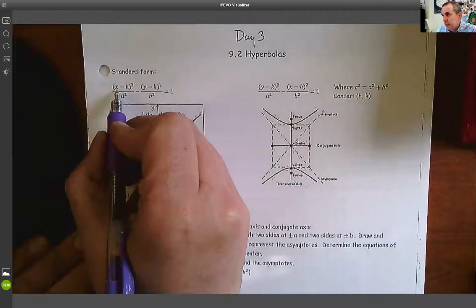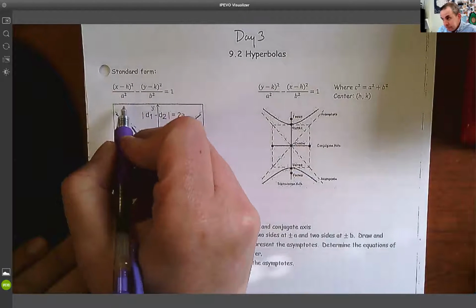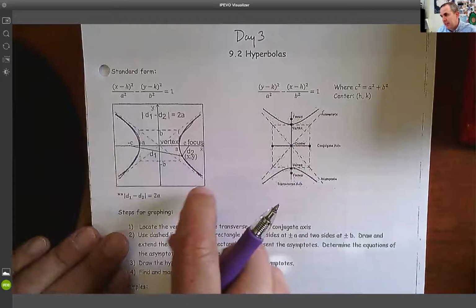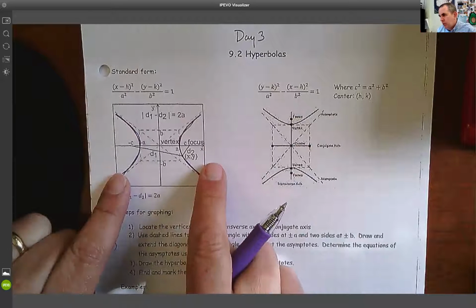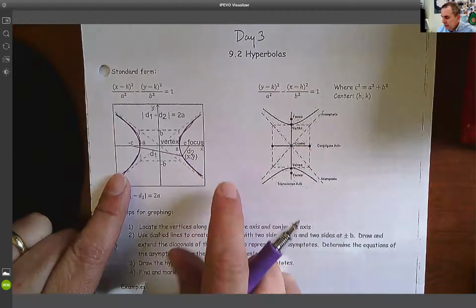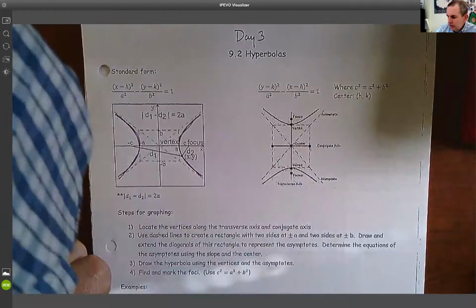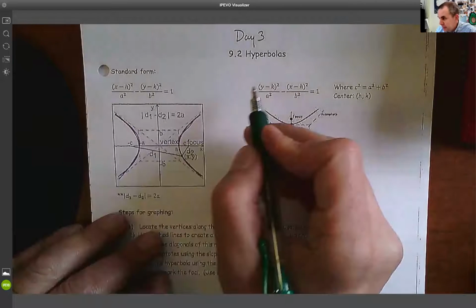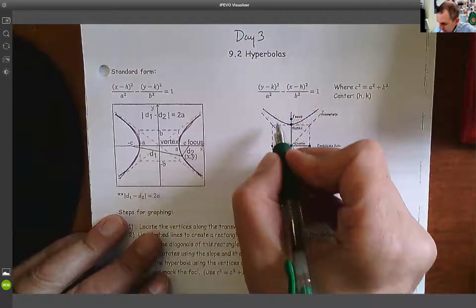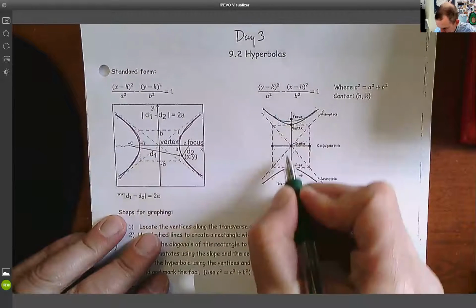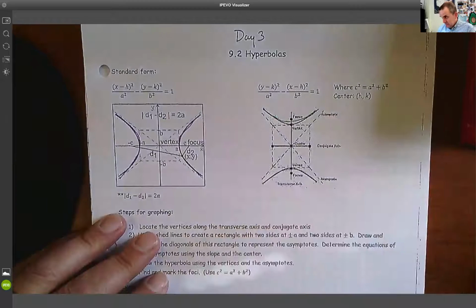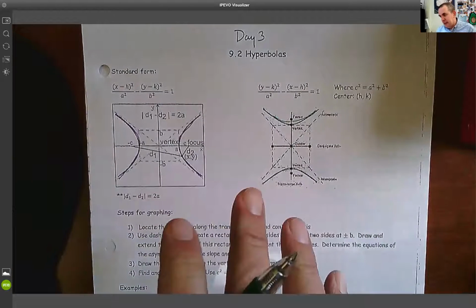If our x term is positive, we're dealing with a hyperbola that opens left and right. And if the y part is positive, that tells us we have a top and bottom opening. But both of them are following the same process.